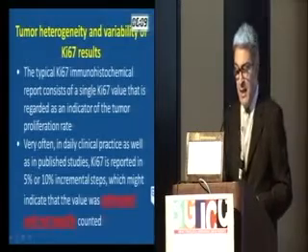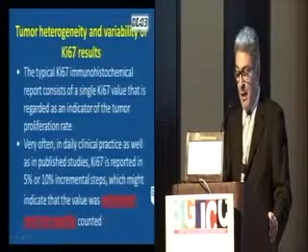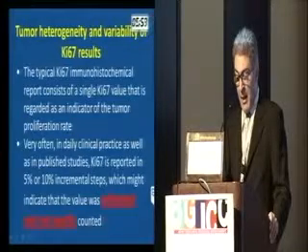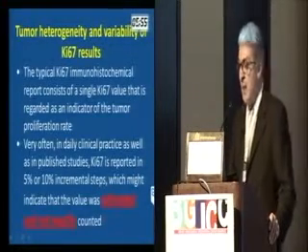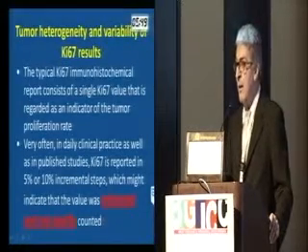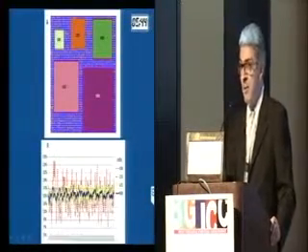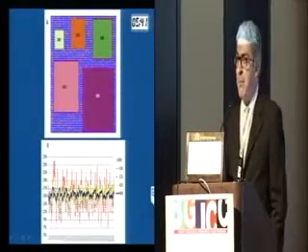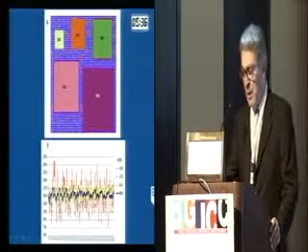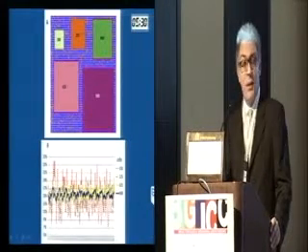So the typical Ki-67 immunohistochemical report consists of a single Ki-67 value that is regarded as an indicator of tumor proliferation. However, it is usually reported in ranges, and it is not very well estimated, so that different ranges may give you a different interpretation and lead you differently. So why is that? Probably it depends upon how it is measured. Now things are getting better, no doubt about it, but it depends upon how many cells you count. You may get different numbers there.